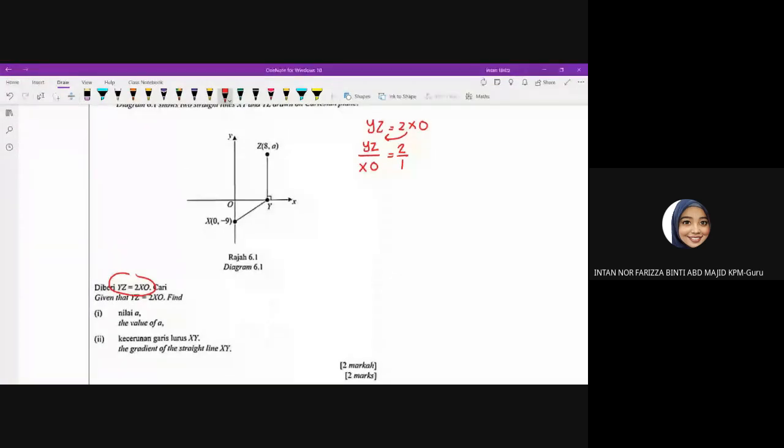Okay, so YZ is 2. It means that from here to here, the portion is 2. Okay, 2 parts. XO, from here to here, is one portion, only one part. Okay, let's see girls. 1 portion represents how many units? From this origin going down, it is -9, right?